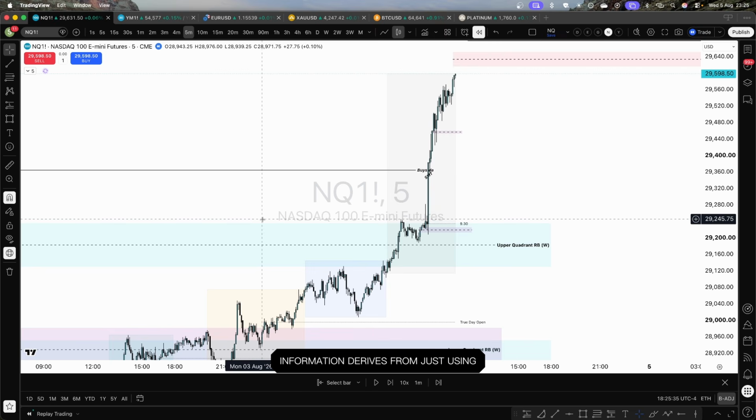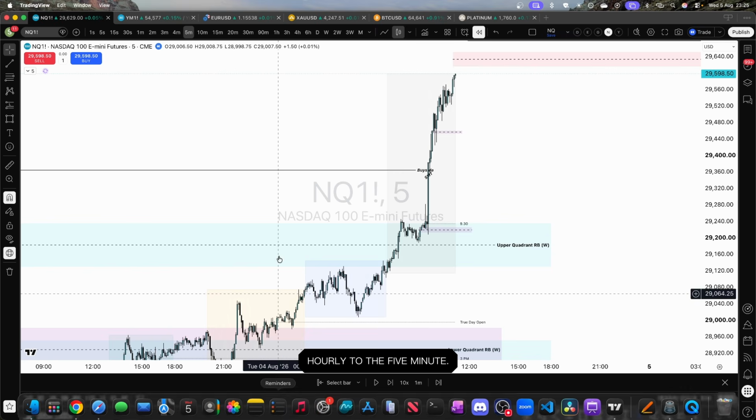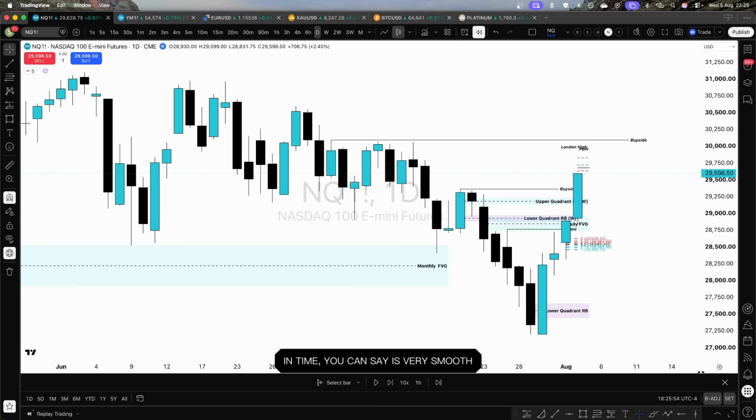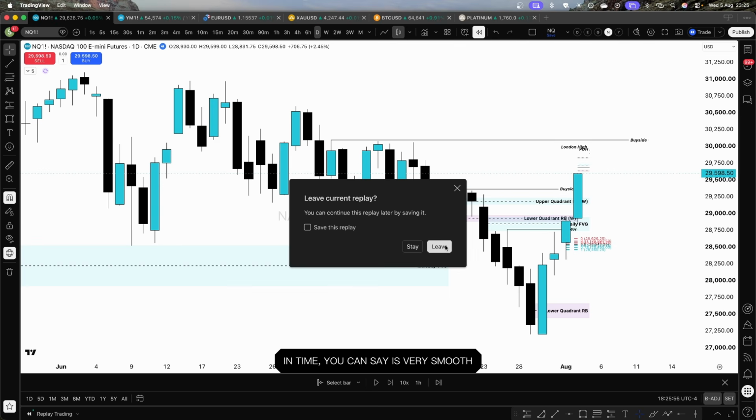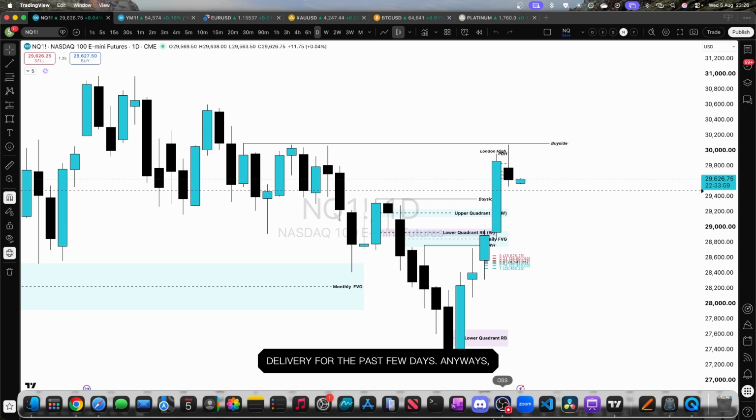All this information derives from just using time frame alignment, from the fact that we've gotten used from daily levels to the monthly levels, to the day levels, to the hourly, to the 5 minute. Now, yes, the market is very smooth at this current moment in time. You can say it is very smooth delivery for the past few days anyways.